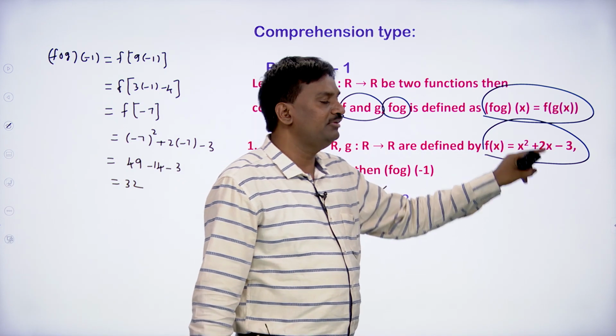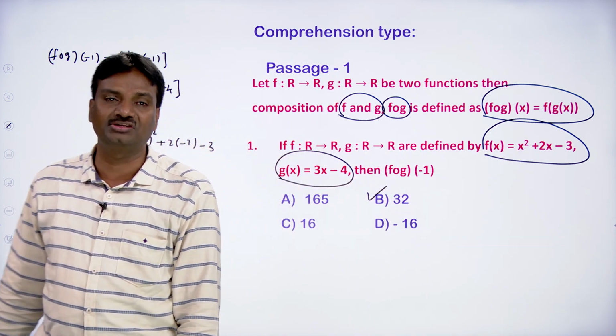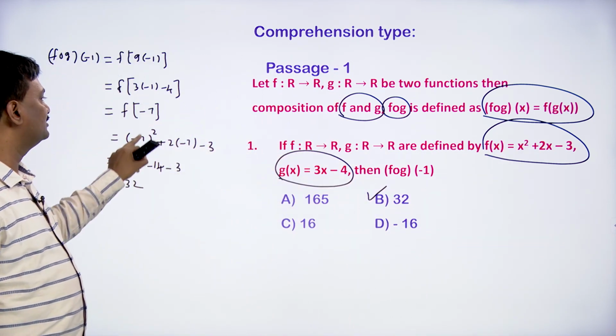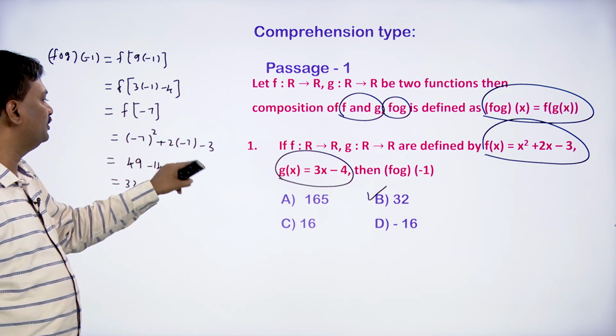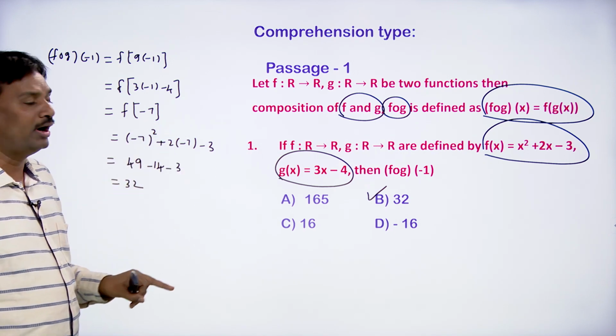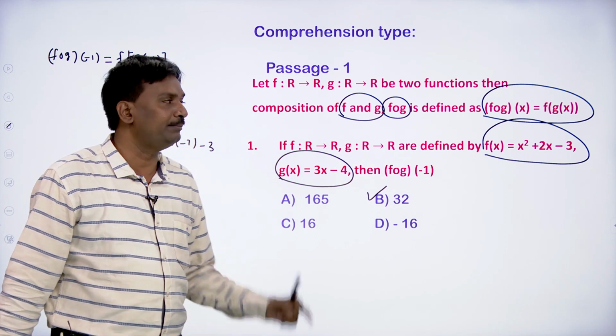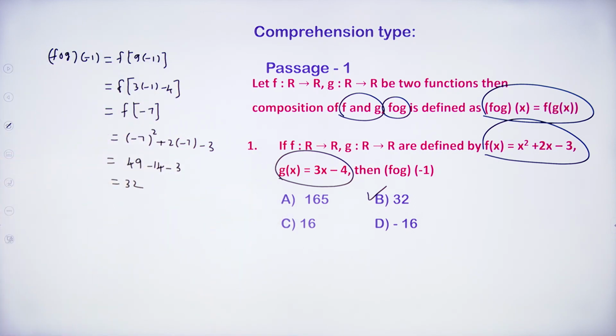Again f of x is given as x square plus 2x minus 3. In place of x, writing minus 7: minus 7 whole square plus 2 into minus 7 minus 3. By simplifying we have gotten 32. So that is option B. So take the screenshot.